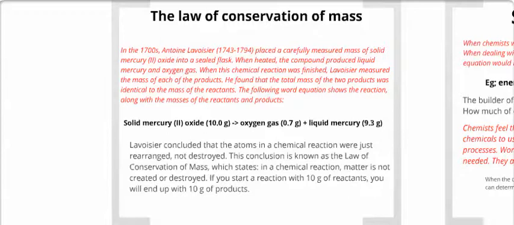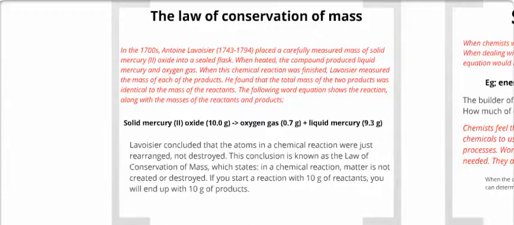The following word equation shows the reaction, along with the masses of the reactants and products. So this is a simple decomposition reaction. We have solid mercury(II) oxide. He had 10 grams of that. And it turned into oxygen gas, of which he had 0.7 grams, and liquid mercury at 9.3 grams.